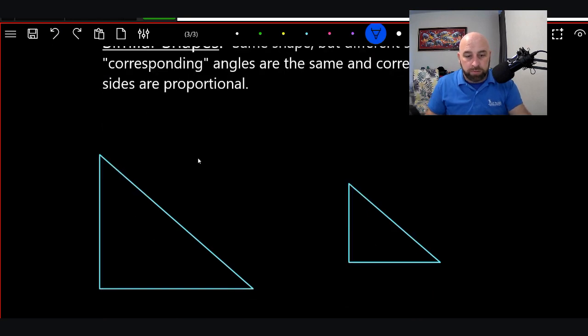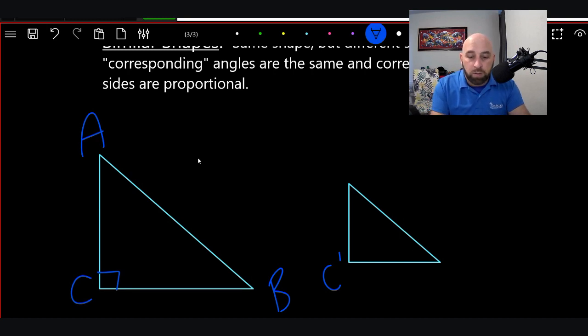Here's what it means. Let's call this C because that's the right angle. We'll call this A and we'll call this B. Well, in this one, let's call this C with a little tilde mark. We'll call this A with a little mark, and we'll call this B with a little mark. We're just putting them the same. We could call them X, Y, and Z. We could call them whatever we wanted.